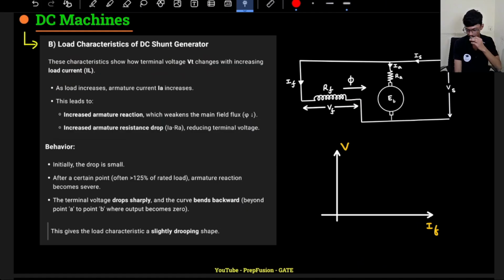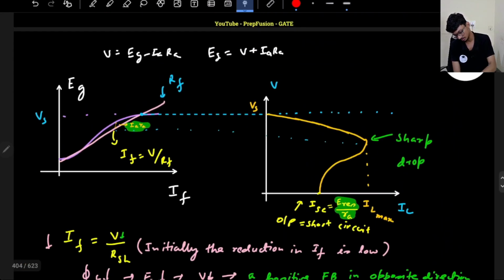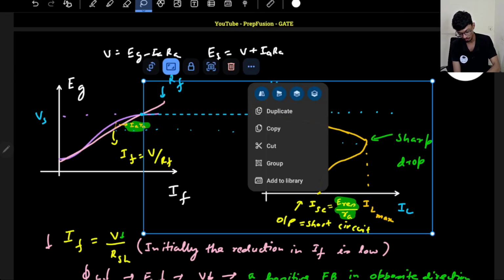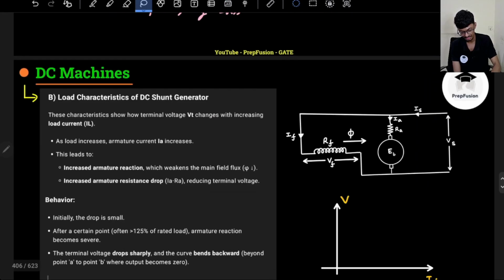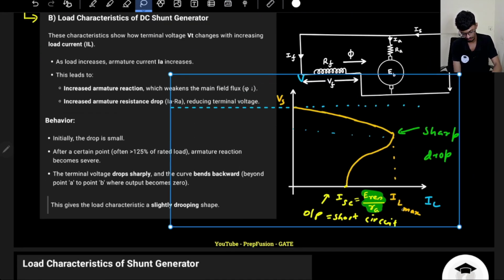As load increases, armature current will increase. This leads to increased armature reaction and IARA drop, so the voltage will also reduce. This will be the graph, basically. And always try to draw the open circuit characteristics and the load characteristics together, because they synergize very well together.